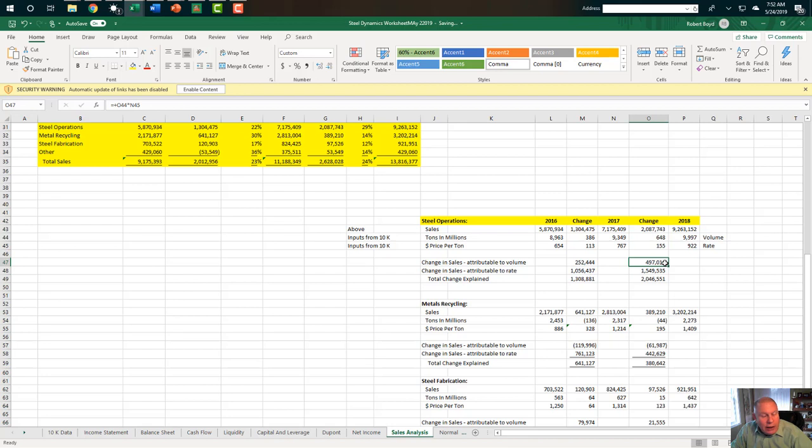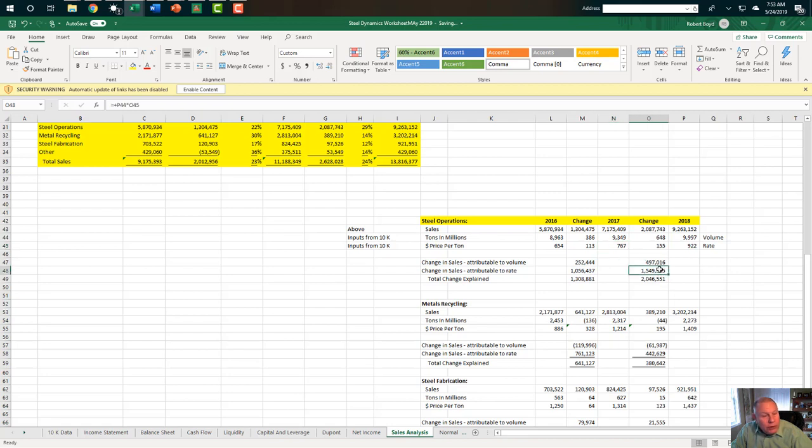So the first thing we do is we take Q44, which is the price, change in the price. So to determine the volume, we knew the volume went up by 648. So I multiplied the increase in volume by last year's price. Okay, so 648 times 767, what we found is that the increase attributable to volume was 497. Okay, because I took this year's increase in volume times last year's price.